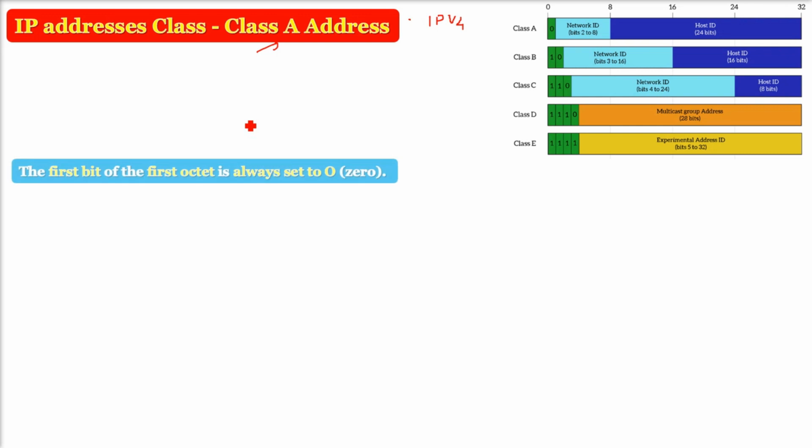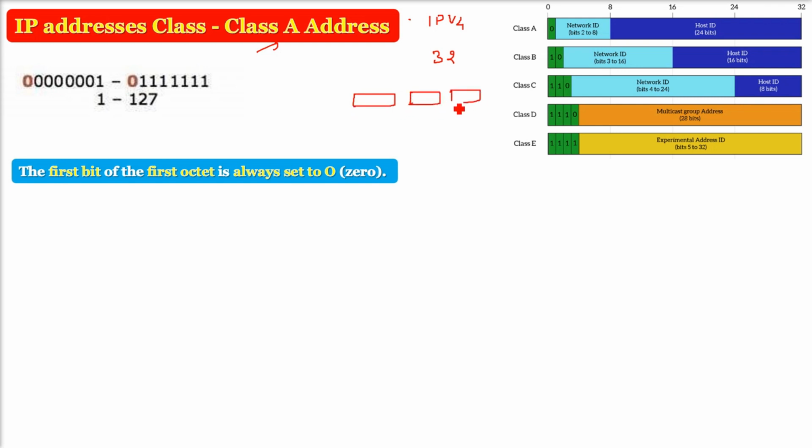Because this is a 32-bit address, all depends on the 4 octets. 32 bits, that means we have 32 ones and zeros, but they are separated by dots. So we have this 8-bit, then 8-bit, then 8-bit, then 8-bit, and they are separated by dots. This 8 into 4 becomes 32.